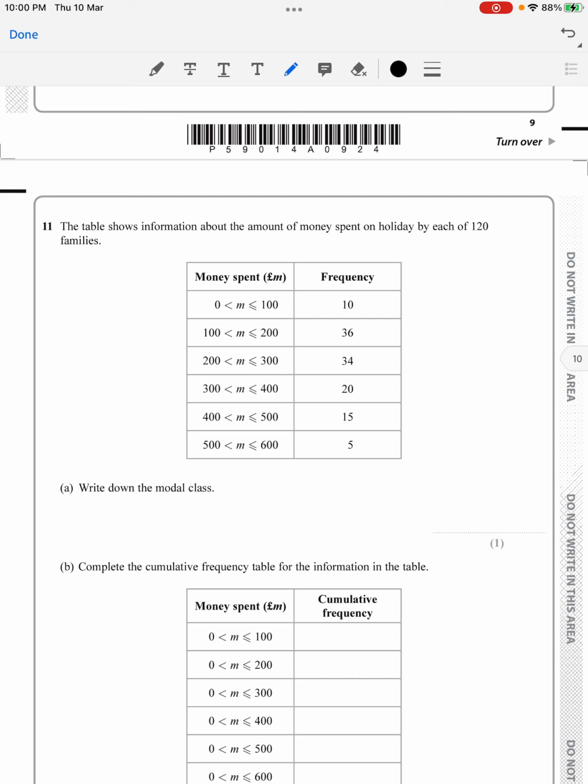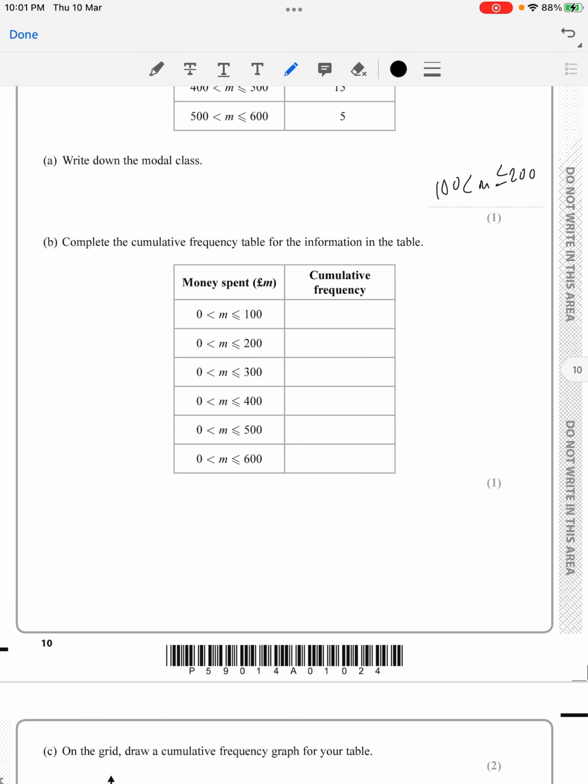Cumulative frequency. One of the best questions that the GCSE paper can ask. So we're just quickly going to understand. You have a table that shows information about the money spent on a holiday by each of 120 families. Write down the modal class. The modal class is the class with the highest frequency. The highest frequency here is 36, so you have 100 less than m less than or equal to 200.